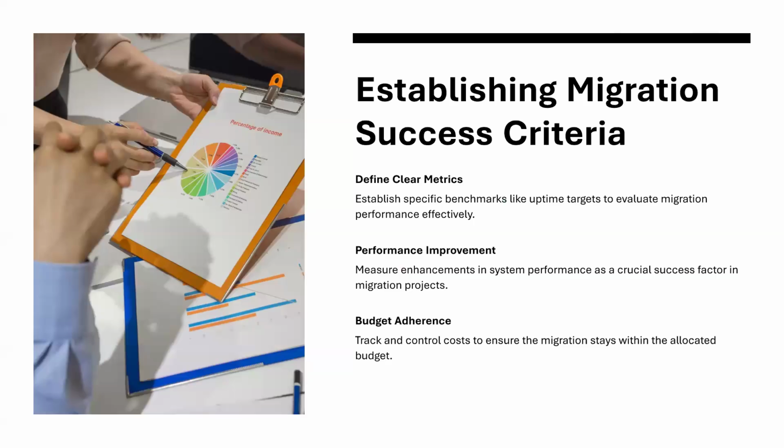And you have to set the success criteria with each and every stakeholder: what exactly we are trying to achieve in this migration, with clear metrics and uptime targets to evaluate migration performance effectively. What different metrics are there, how we are going to improve the performance of the applications, and at what level. The budget for the applications should be approved on time for smooth migration activities, and it should be tracked and costs controlled to ensure the migration stays within the budget allocated from the business perspective.